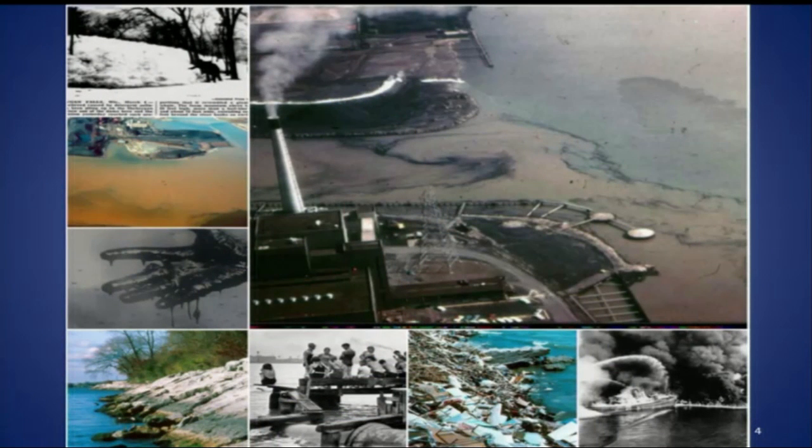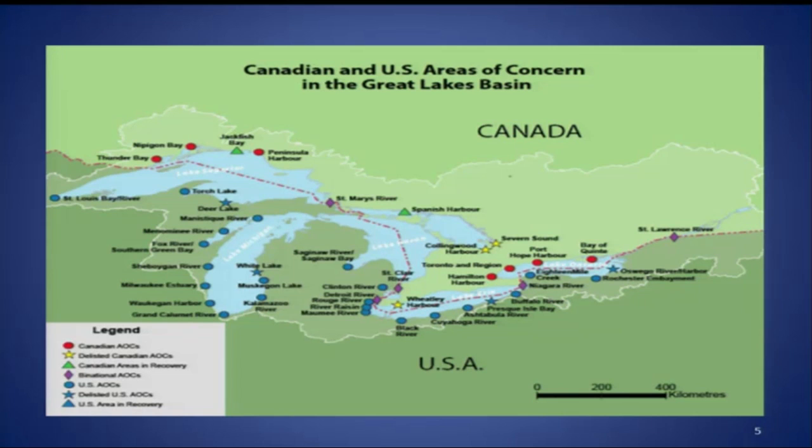These are addressed in each area of concern through a remedial action plan, and when environmental monitoring demonstrates that impaired beneficial uses have been restored, the respective federal government can, after consulting with interested parties, delist an area of concern. As illustrated in these pictures, many of the beneficial uses of the waters of the Great Lakes were in pretty bad shape back in the 1970s and 1980s, which led to the identification of areas of concern in 1987, when the parties identified a total of 43 areas of concern on the Great Lakes, 12 in Canada, 26 in the United States, and 5 shared between the countries.